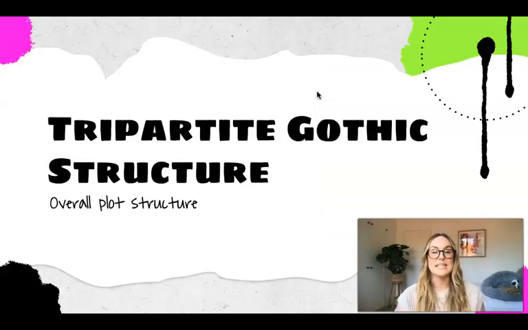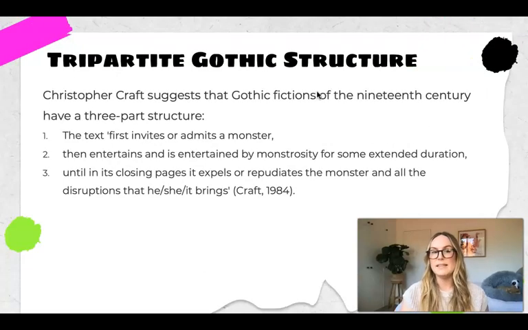Now we know that this is a Gothic text. If you want to learn more about that, check out my context and background information video. But this is a Gothic text and it is divided into three main parts according to the tripartite Gothic structure. This is a structure that was created by Christopher Craft, and he suggested that a lot of Gothic texts in the 19th century followed this three-part, hence the tripartite, structure.